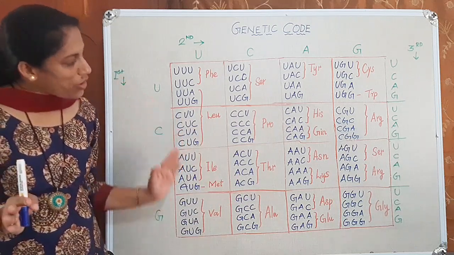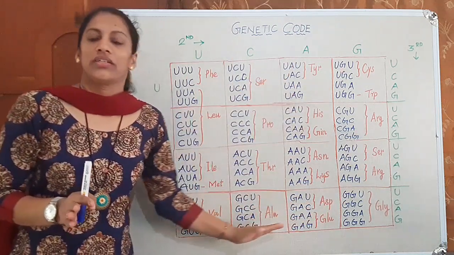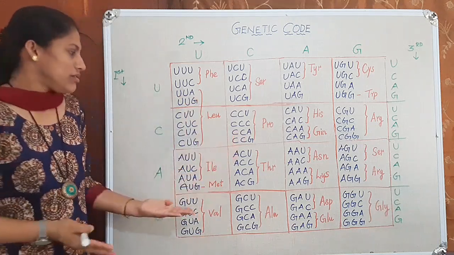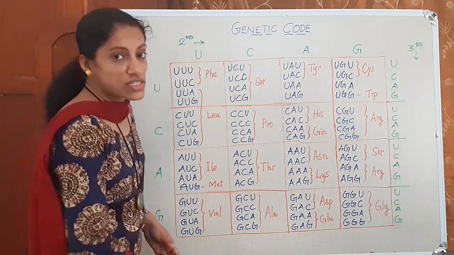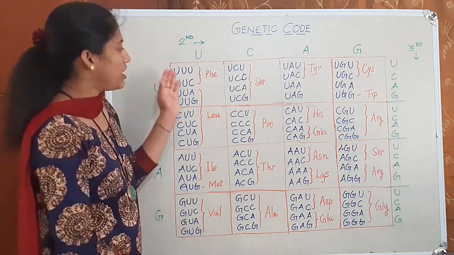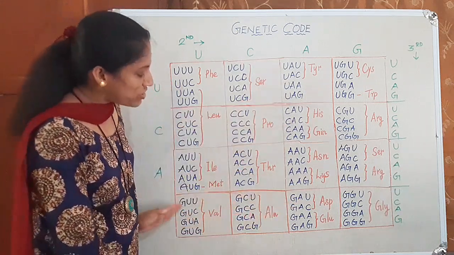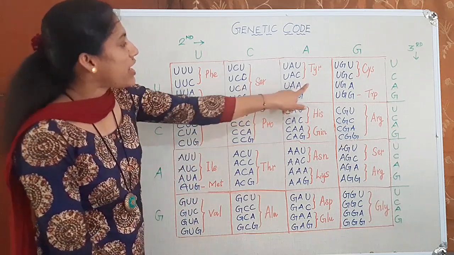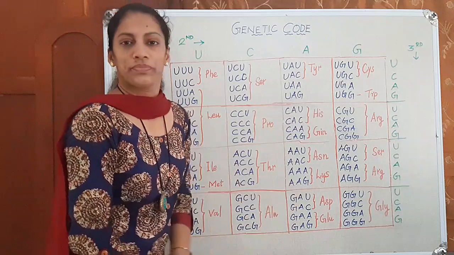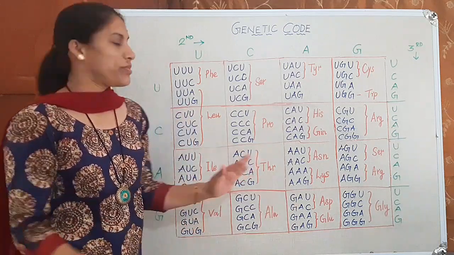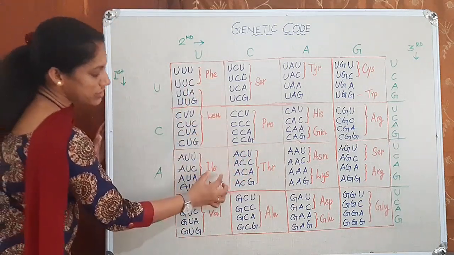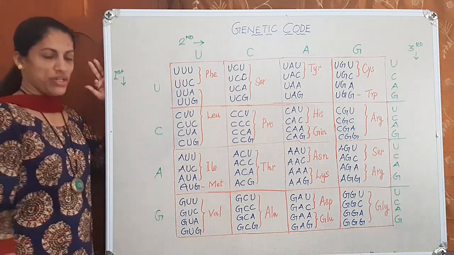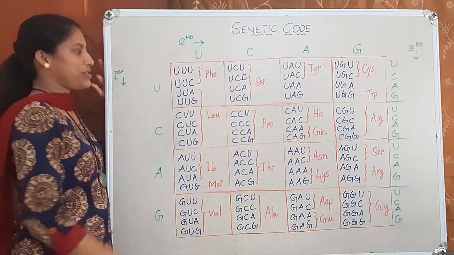And how many different triplets are here? Very easy. There are 64 triplets. Whereas you can see here I haven't written any amino acid names. These are all amino acid names in short, the 3-letter abbreviations. Anyway, that we will elaborate later.